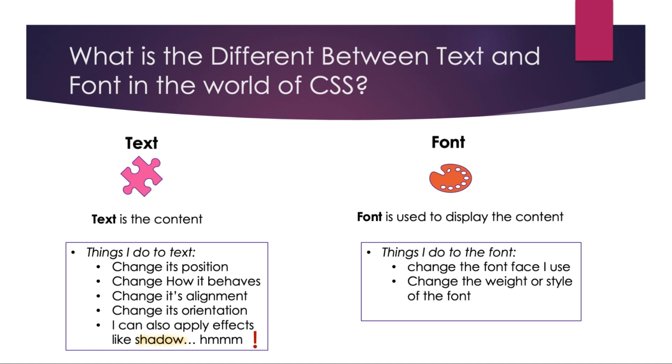So the things that I can do with text in the land of CSS is I can change its position, I can change how it behaves, I can change the alignment or the orientation, and then I could also apply shadow on the text side of the equation, although that kind of breaks our definition here, but that's the land of CSS. On the font side, I can do things like change the font face that I'm using or change the weight or the style of the font.